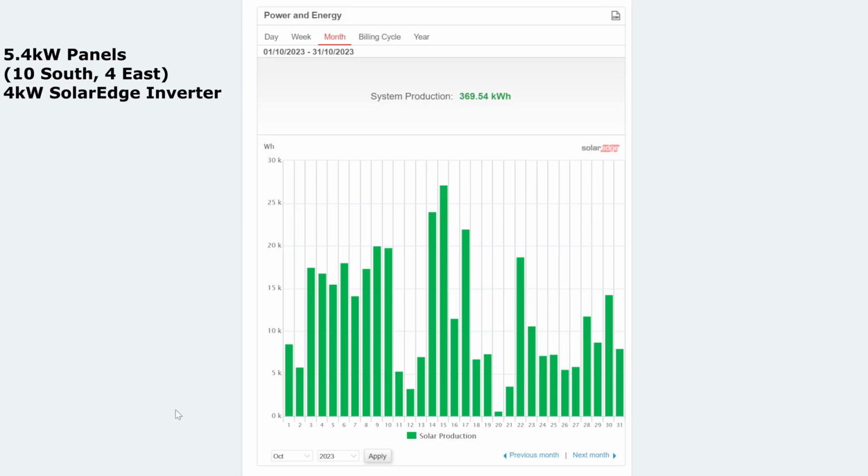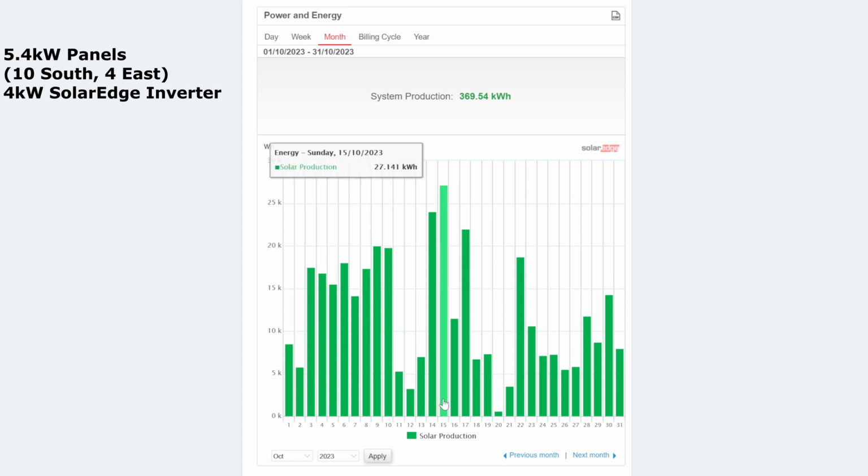Okay, so here we are, the month of October. In total, 369.54 kilowatt hours. Not amazing, as you'll see in a moment, compared to last year, really. So here is the month. Very much a mixture of highs and lows, as you'd probably expect during October.